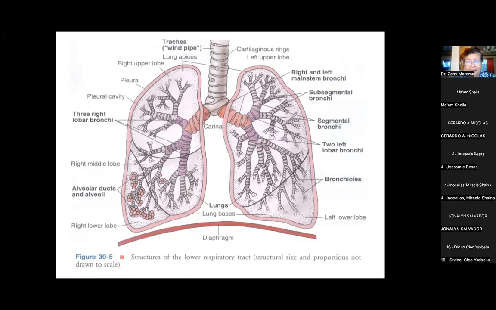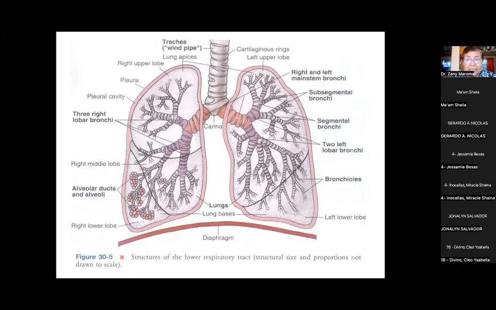So again, nose, pharynx, larynx, trachea, bronchi, secondary, primary, secondary, tertiary bronchi, respiratory bronchioles, and finally to the alveoli. So these must be patent, free of obstruction.